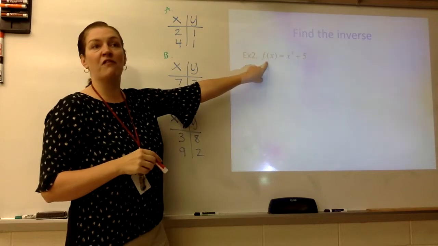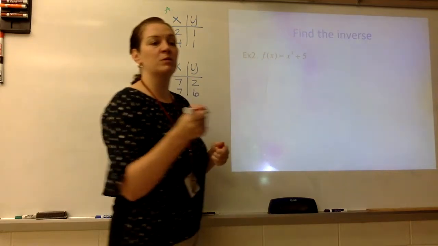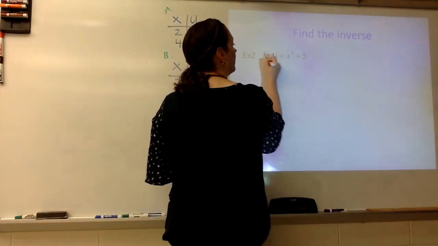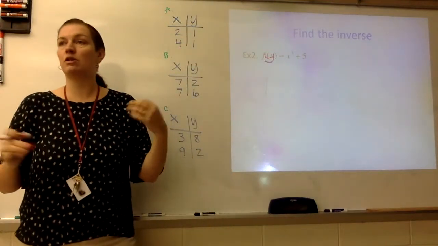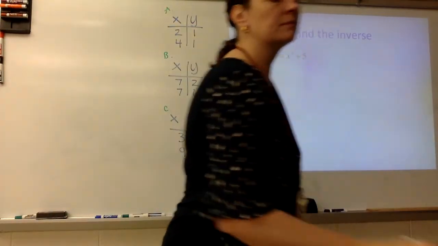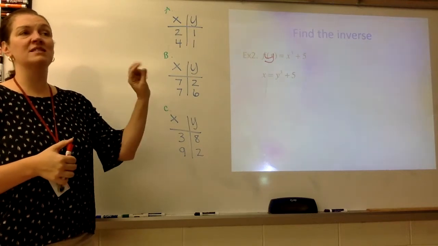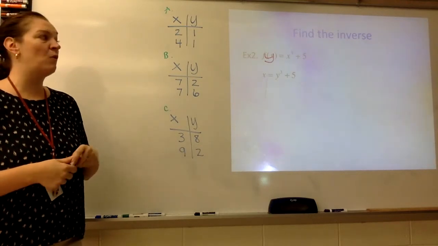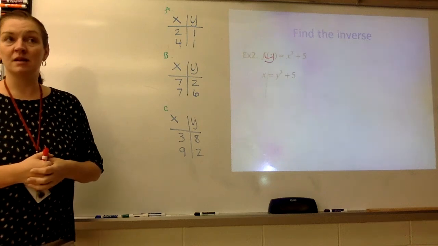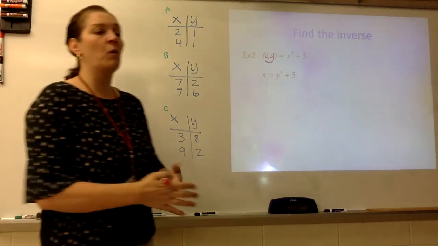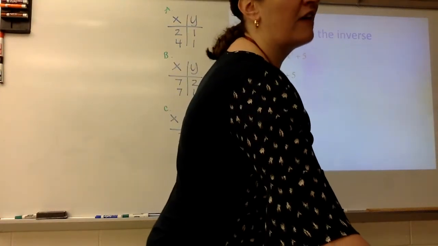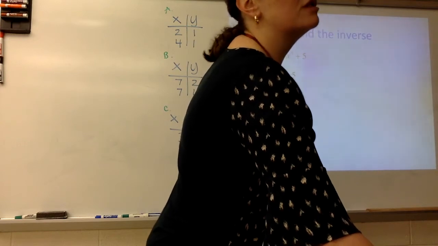Instead of using f of x, I'm going to replace f of x with our traditional y value. So I'm going to say y is equal to x cubed plus 5. I then invert x and y. Every place I have an x, I change it to a y, and every place I have a y, I replace it with an x. I then solve for y. So I'm going to subtract 5, and then I'm going to take the cube root.